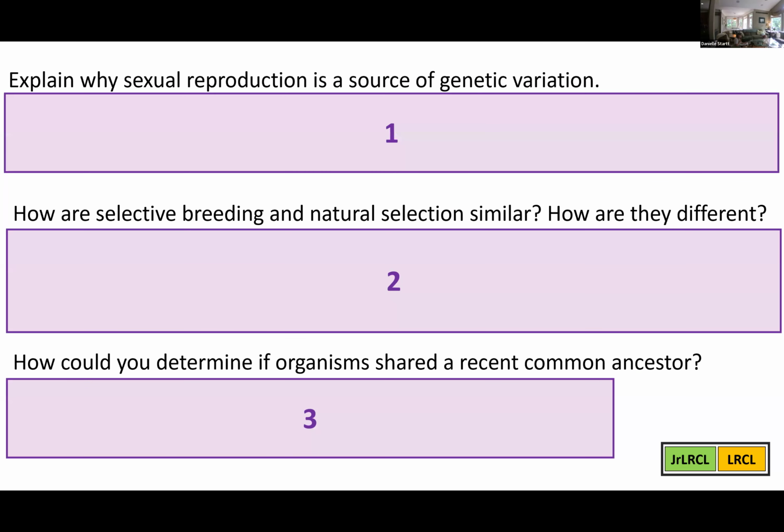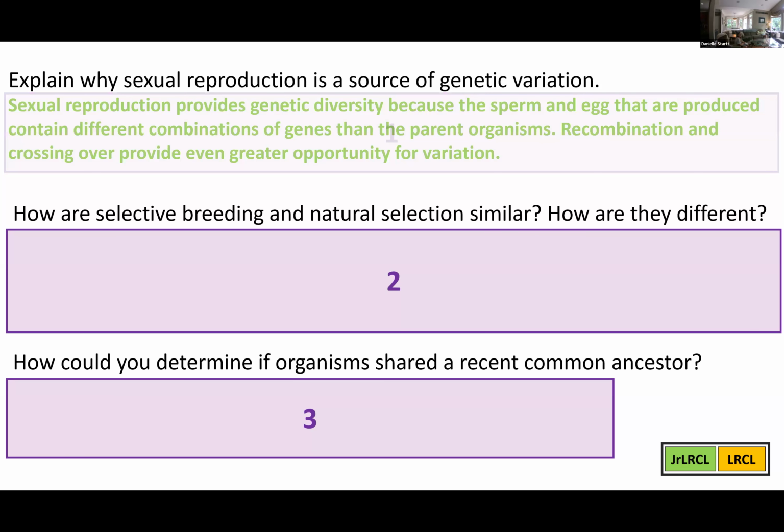So why is sexual reproduction a source of genetic variation? Why is that so important that we get genetic variation? It's every offspring is unique, right? So sexual reproduction provides genetic diversity, because the sperm and egg that are produced contain different combinations of genes than the parent organism. Recombination and crossing over provide even greater opportunity for variation.